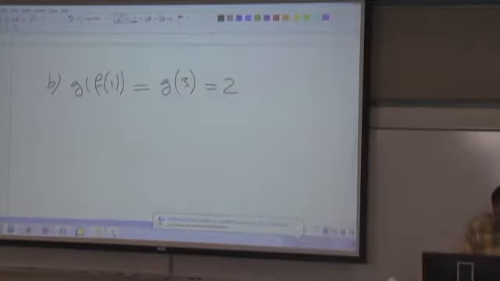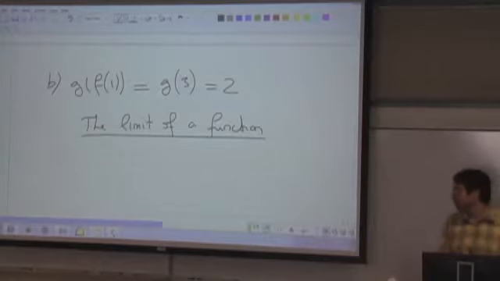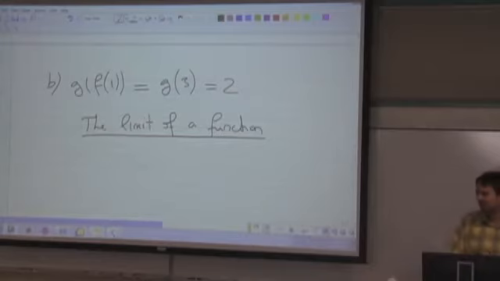So, let's see. The title of the section would be the limit of a function, section 1.3. Chances are I'm not going to remember to write the title of each section, and sometimes they're very lengthy, so I'll skip that, but for now I'll just write it out.